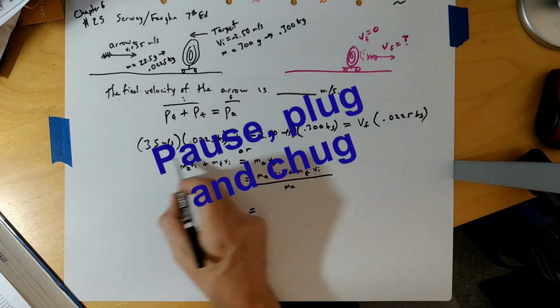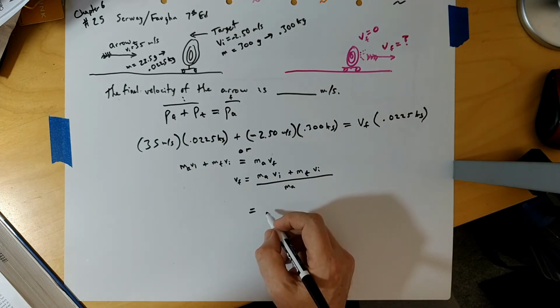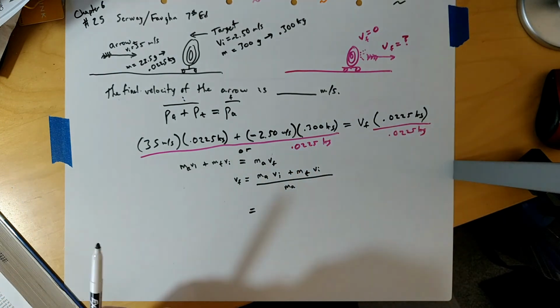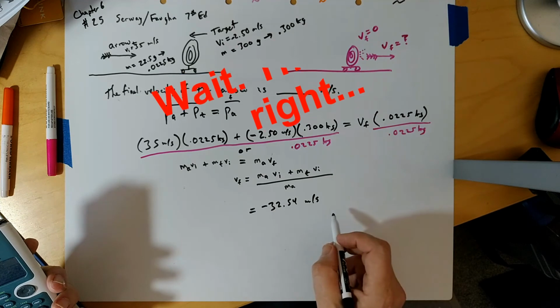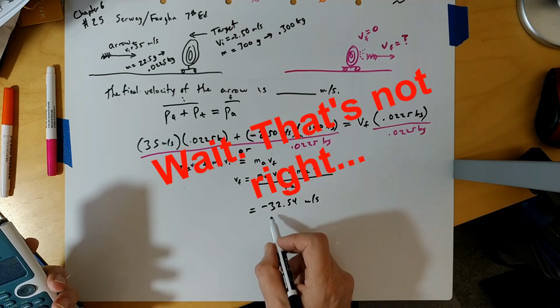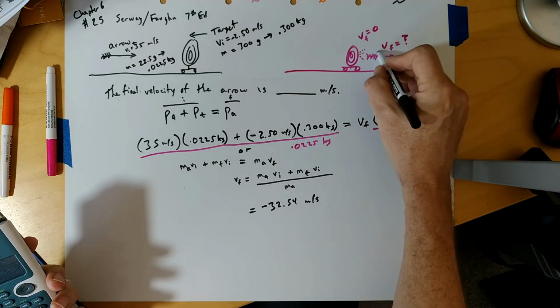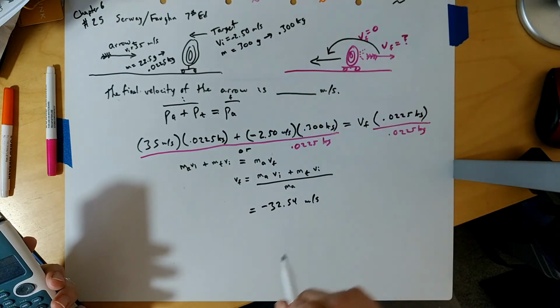Now I've just got this equation here divided by that one, right? So go ahead and plug that in your calculator. So if that's a negative, it means that the arrow must have bounced off. So the arrow, we could say, is actually going in that direction.